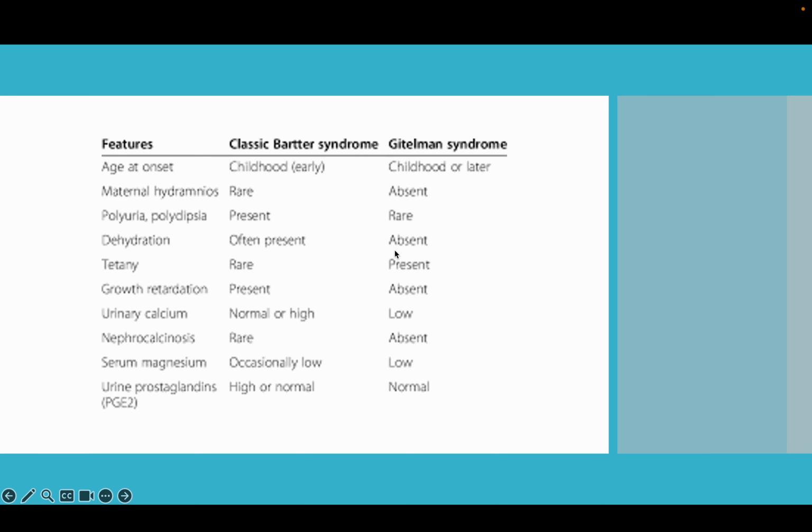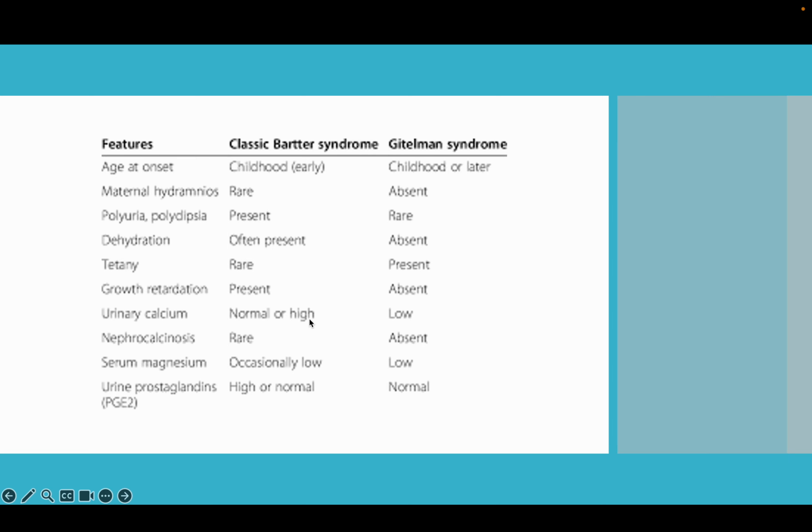Tetany is rare in Bartter, but tetany is present in Gitelman syndrome because the magnesium is low. Magnesium in turn affects the potassium and calcium channels, which can cause tetany. So hypomagnesemia is more commonly seen in Gitelman syndrome. The only variant where you see significant hypomagnesemia in Bartter's is type 5 Bartter, which is due to CaSR mutation. We usually see hypomagnesemia, hypocalcemia with nephrocalcinosis. Growth retardation is seen in Bartter's because it presents at a very young age, in childhood. Generally growth retardation is not seen in Gitelman syndrome.